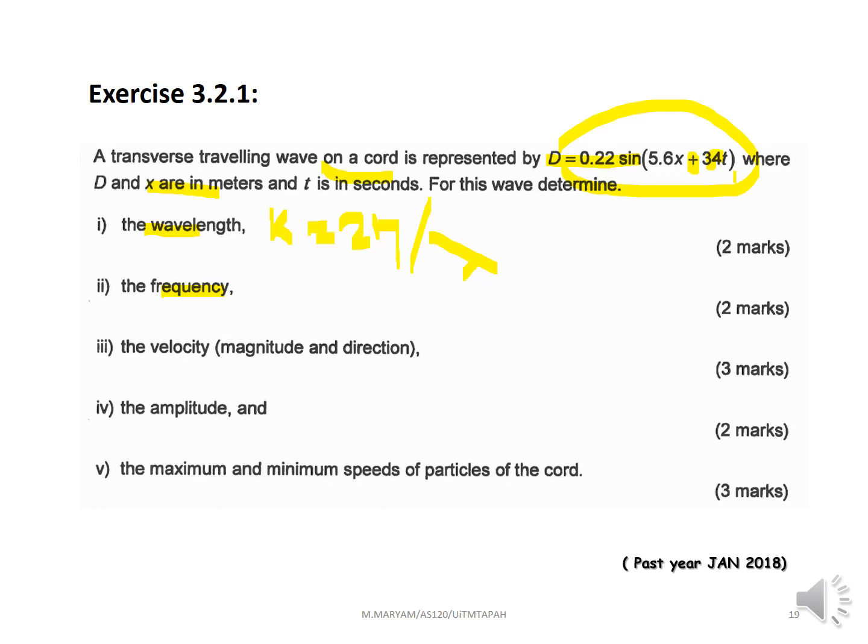So omega equal to 2 pi f, then you can find the frequency. The velocity equal to f lambda: f from part 2, lambda from part 1. So you can find the velocity. Amplitude, this is the amplitude, 0.22. Do you agree with me, class? And the last one is the maximum and minimum speed of a particle of the chord. So how to find the maximum and minimum speed? Okay, try on your own.